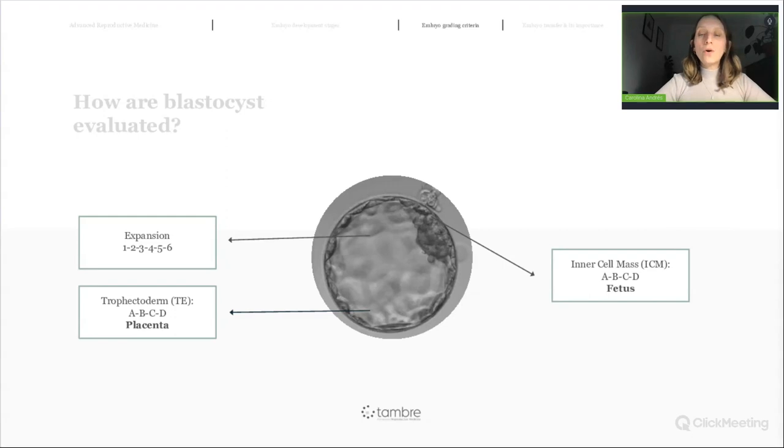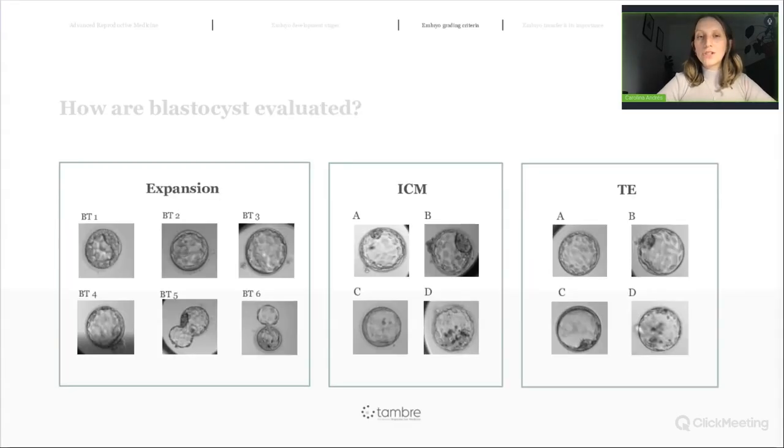And then we're also going to grade the expansion. As you have probably noticed in the video from the previous slide, once the embryo starts forming the blastocyst, it's going to start getting bigger and bigger. So with the expansion, we can know if the blastocyst has become bigger or if it's at the very initial stage. I will show you in the following slide with pictures, which I think is more visual.